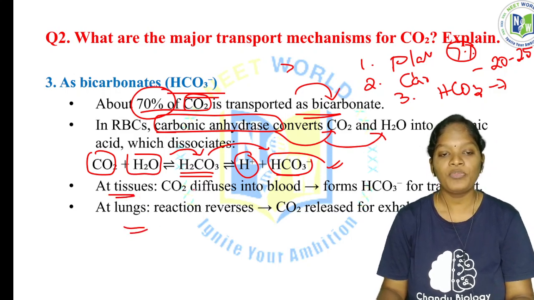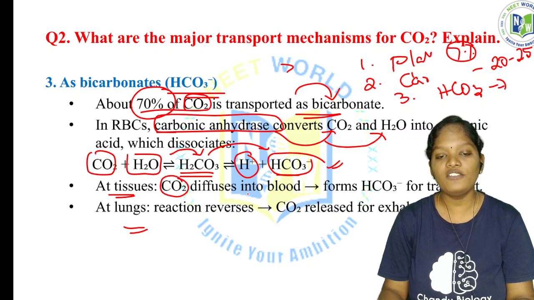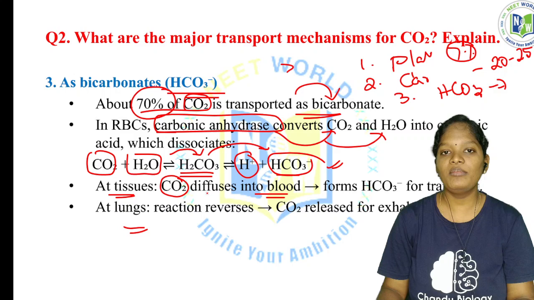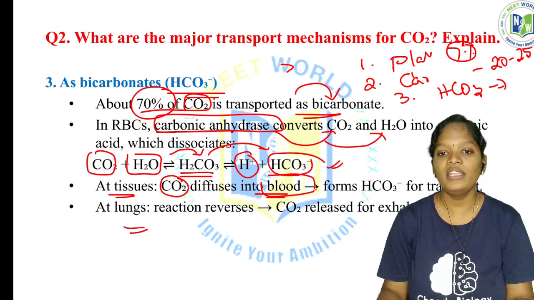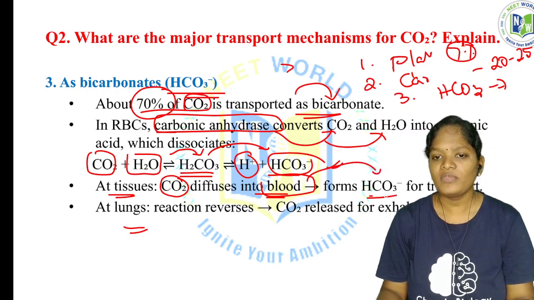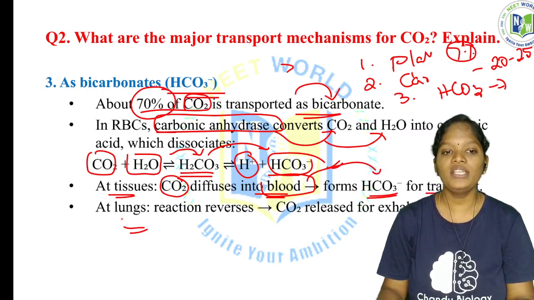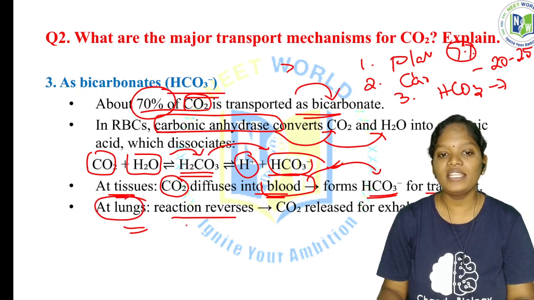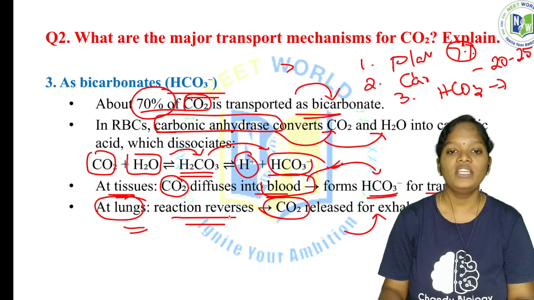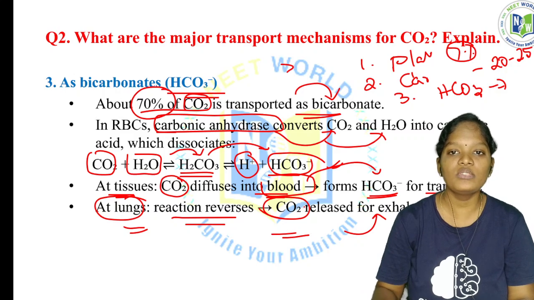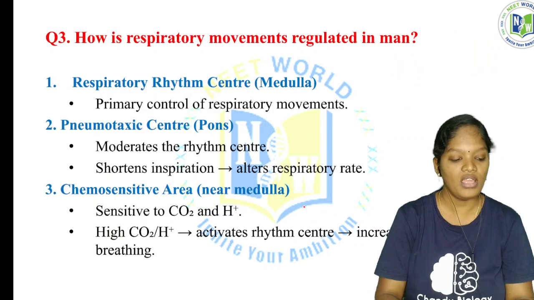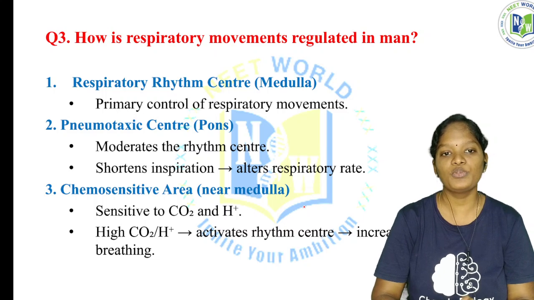In the tissues, the carbon dioxide diffuses into the blood. At the tissues, the hemoglobin picks up the carbon dioxide, which diffuses into the blood. There it forms bicarbonates for transport. At the lungs the reaction reverses and carbon dioxide is released for exhalation. Here in the lungs, the carbon dioxide comes out from the body. So this is the transport mechanism for carbon dioxide, and this is the most important thing.